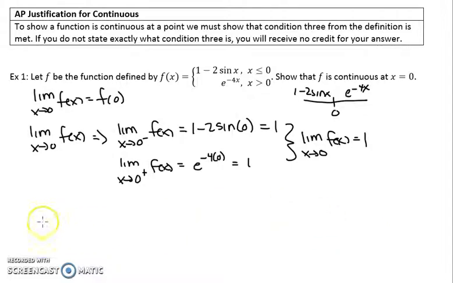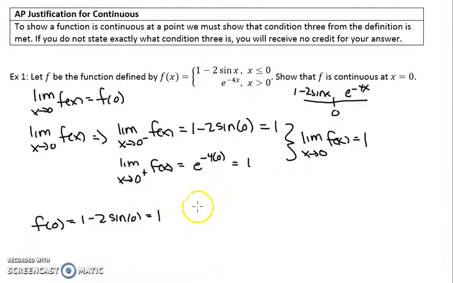So now we just need to say that f of 0 is equal to, well, which of these pieces do I plug 0 into? This has the or equal to. So f of 0 is 1 minus 2 sine of 0, which we found earlier was 1. So now we've shown the left part to be true. We've shown the right part to be true.